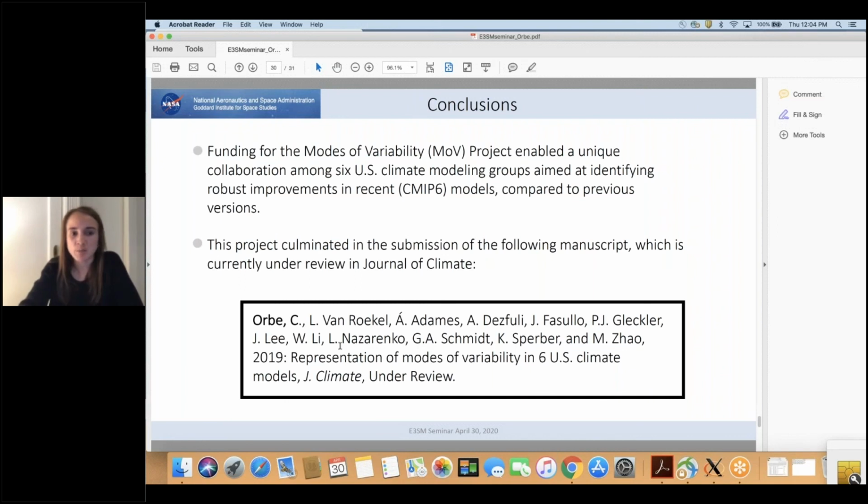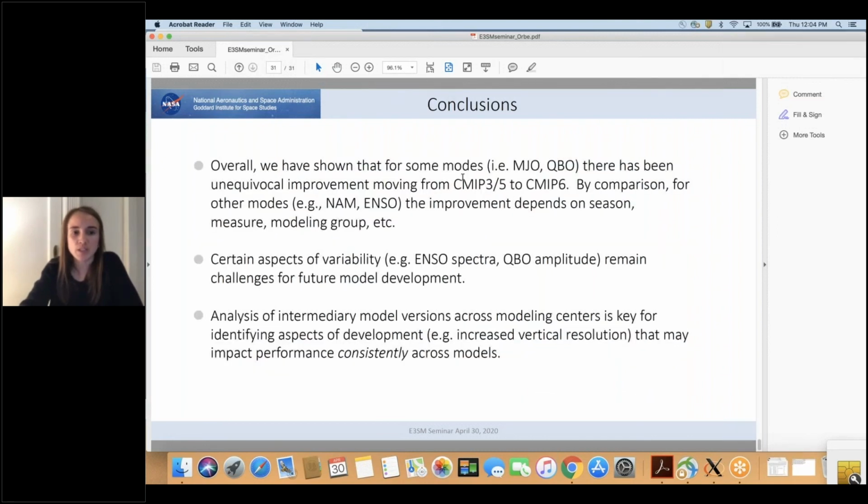To summarize the key points, for some modes there has been a clear improvement moving from CMIP 3 and 5 to CMIP 6, and these include the MJO and the QBO. The story, however, for other modes like the NAM, other extratropical modes, as well as ENSO, is a bit more nuanced and depends on the measure one is considering, the season, and whether one is looking within or across modeling groups.